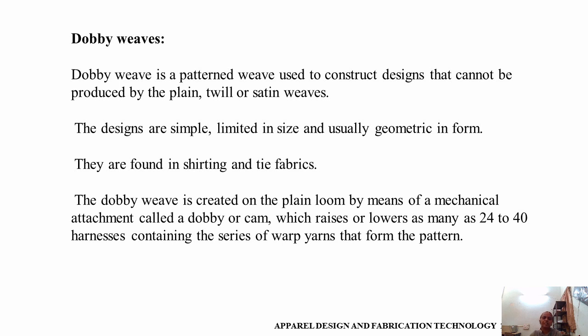The dobby weave is created on the plain loom by means of a mechanical attachment called a dobby or cam, which raises or lowers as many as 24 to 40 harnesses containing the series of warp yarns that form the patterns. So, for the creation of the designs of the dobby weave fabric, we are using the extra attachment that is known as the dobby or the cam. By using this, we can introduce geometric designs.